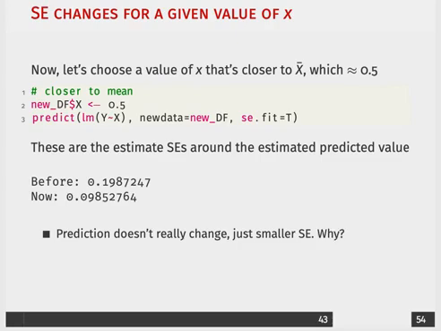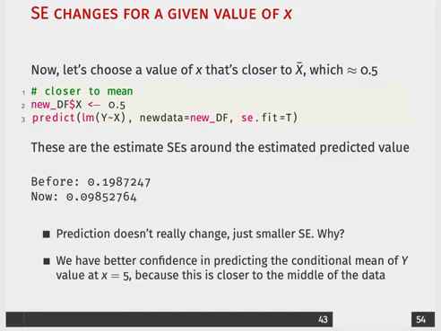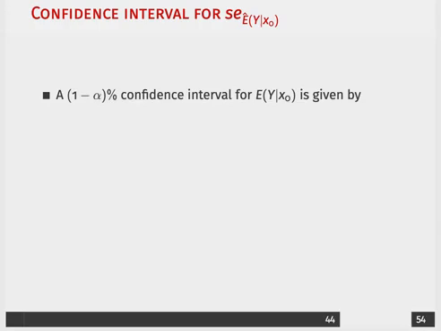And again, that's because we're getting closer to the center of the distribution of x, right? We've got more information about it. We have better confidence in predicting the conditional mean of y at x equals 0.5 because that is literally the center of our data.